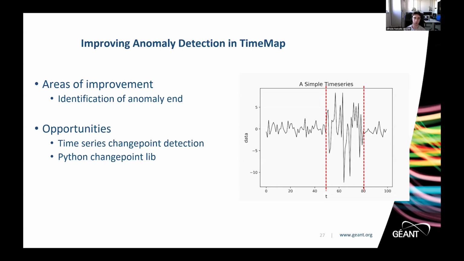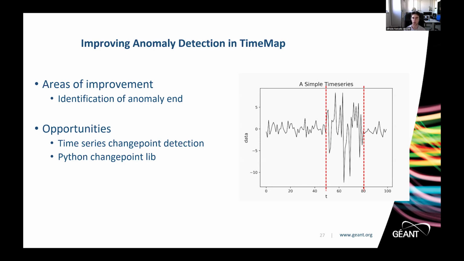Another big opportunity to explore is not only being able to figure out when an anomaly on the network is happening, but also when it ends. There's an advanced time series concept called change point detection, which could help us achieve this objective. We want to see if there's anything in that could be useful for our TimeMap project.